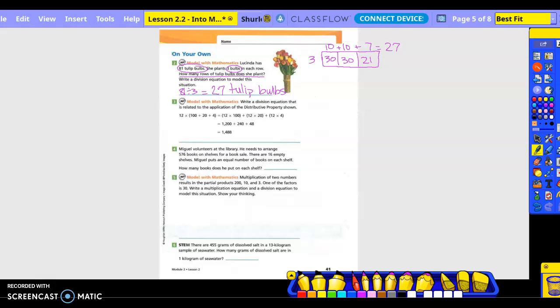Number 3, model with mathematics. Write a division equation that is related to the application of the distributive property shown. Okay, so basically, what is our total? 1,488 divided by, okay, so basically, what's our division? What are we dividing by? What do you see as a constant thing throughout that top? 12, right? Equals, and then if we would add what? 100 plus 20 plus 4, we would get what? 120.